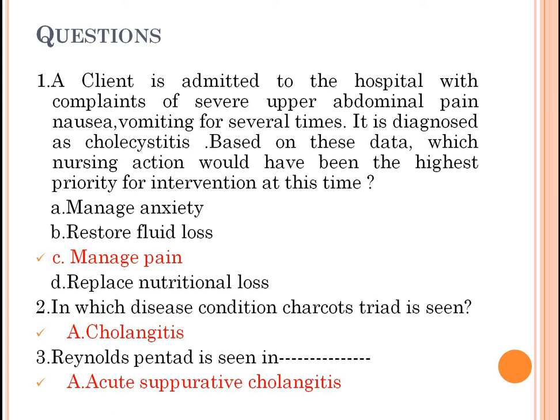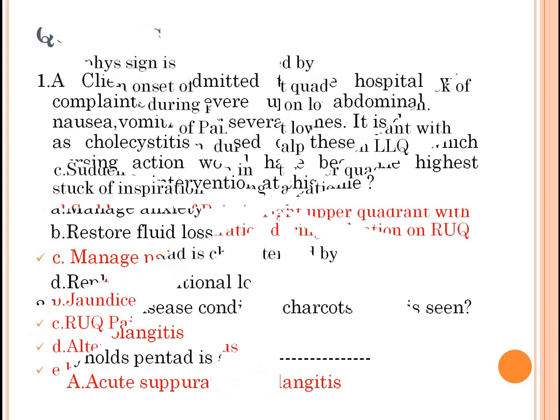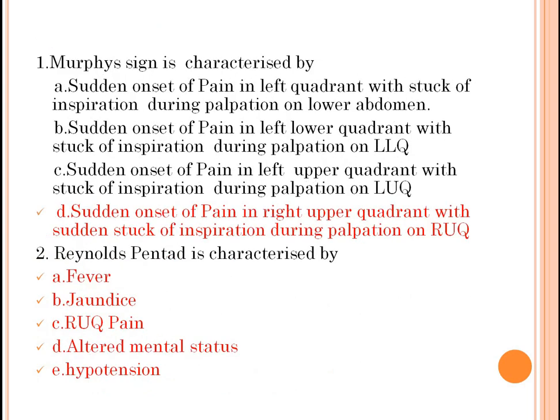In which disease condition is Charcot triad seen? Cholangitis. Reynolds pentad is seen in acute suppurative cholangitis. Murphy sign is characterized by sudden onset of pain in the right upper quadrant with a sudden stop of inspiration during palpation of the right upper quadrant by the examiner. Another question: Reynolds pentad is characterized by fever, jaundice, right upper quadrant pain, altered mental status, hypotension.